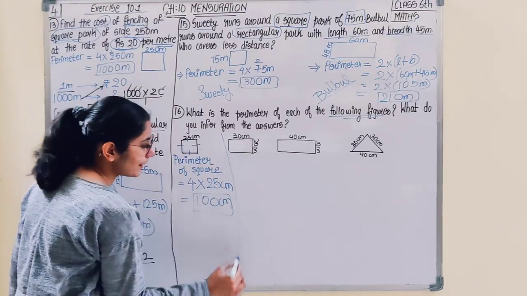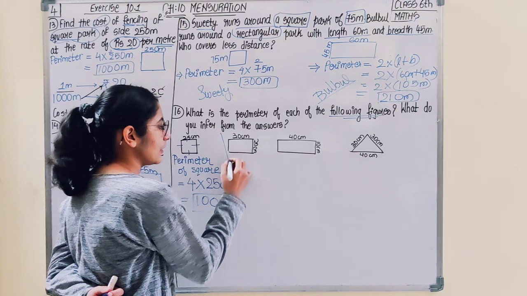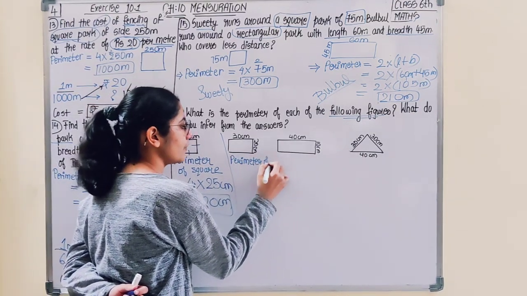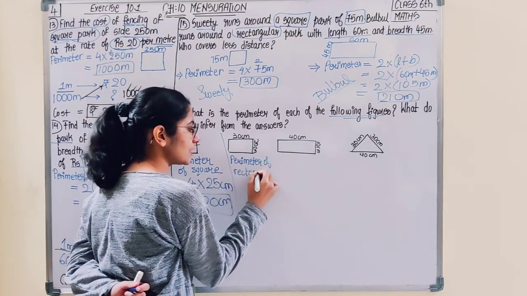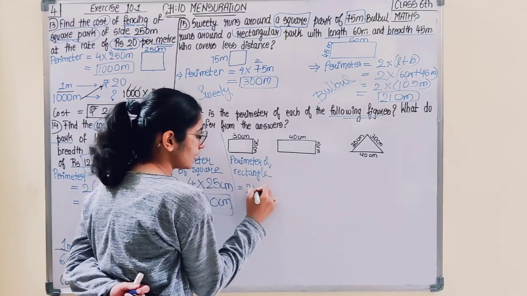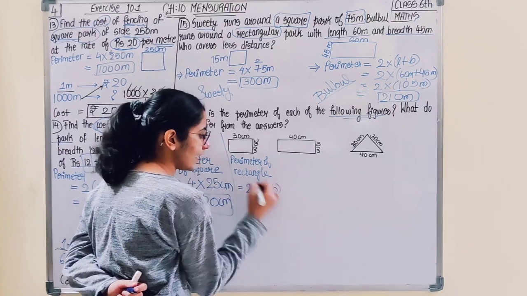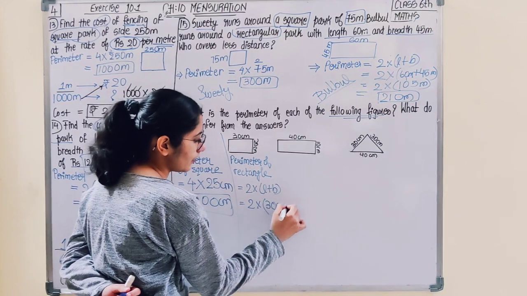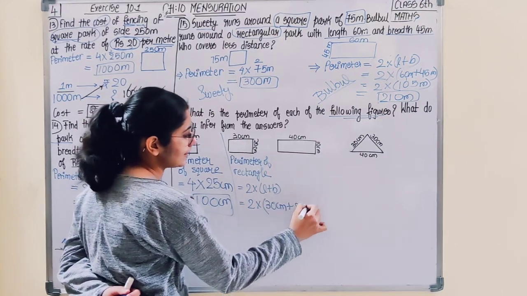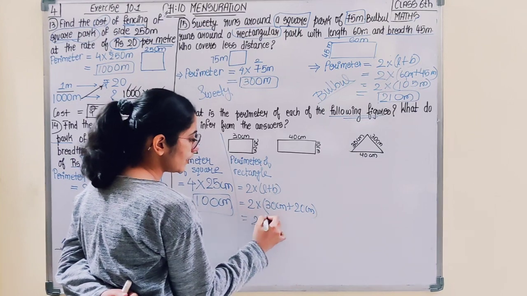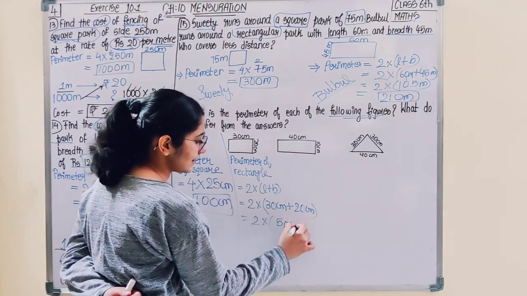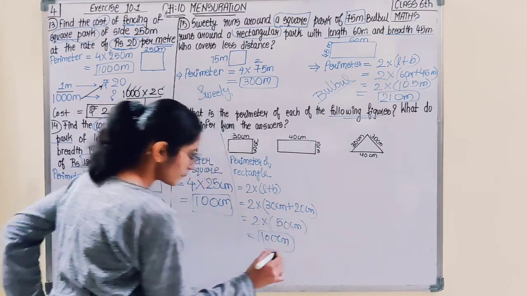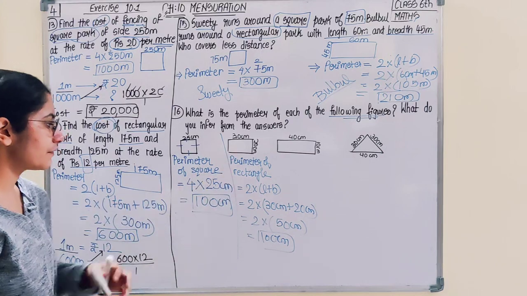Now the perimeter of this rectangle. According to the formula, what would it be? 2 into (length plus breadth). What is the length of the given rectangle? 30 centimeter. What is the breadth? 20 centimeter. So 2 into (30 plus 20), 50 centimeter. That is equal to 2 into 50, 100 centimeter. This is the perimeter of this rectangle.